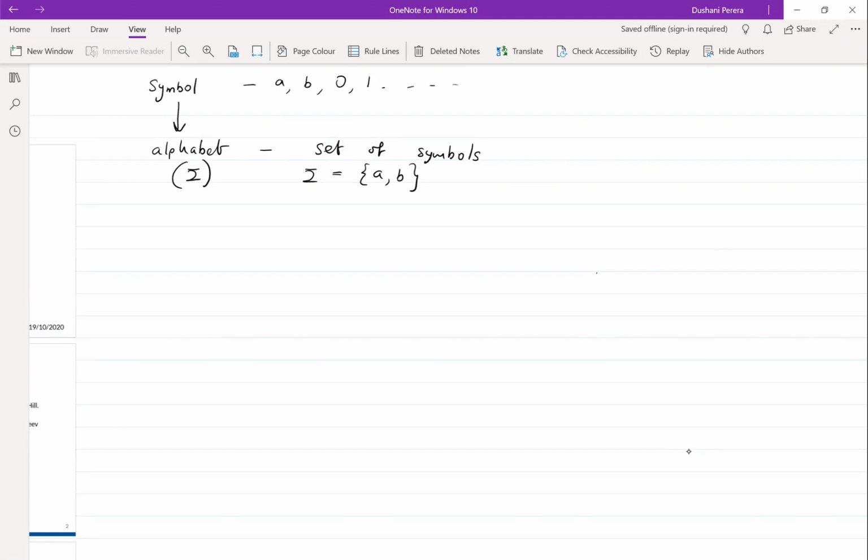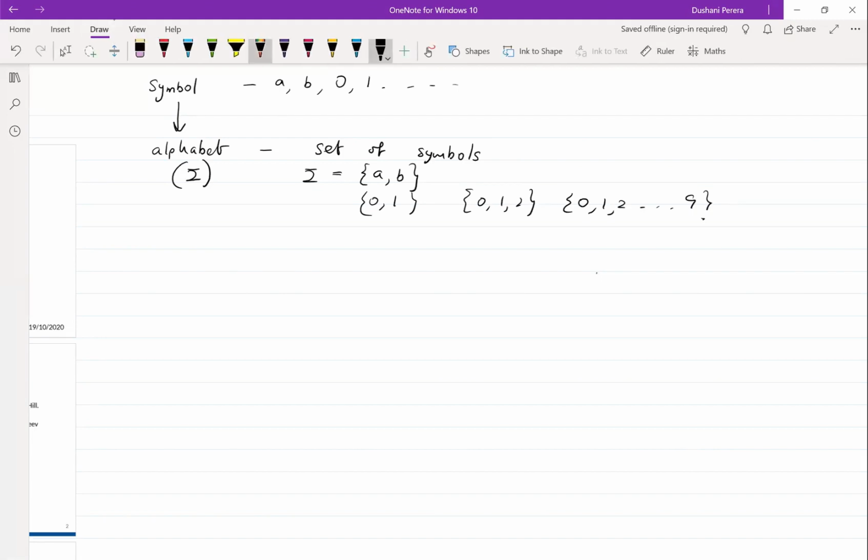An alphabet could include any number of symbols, which means sigma could be {A, B}, or sigma could be {0, 1}, or sigma could be {0, 1, 2, up until 9}, any number of symbols, but it has to be finite. A main thing here is that an alphabet should be finite. At the same time, it cannot be empty. It has to be non-empty. So a finite non-empty set of symbols creates an alphabet.